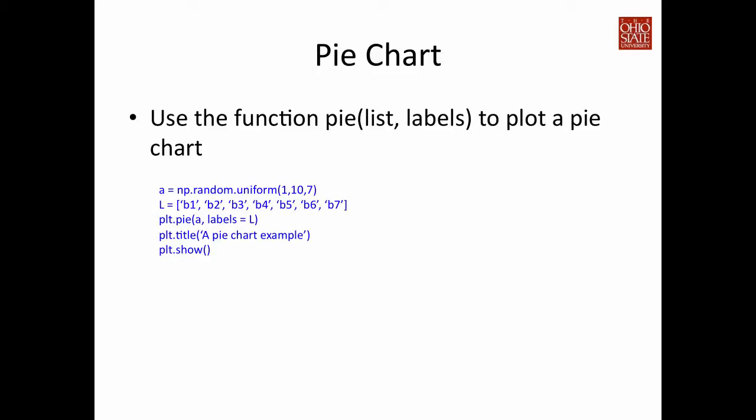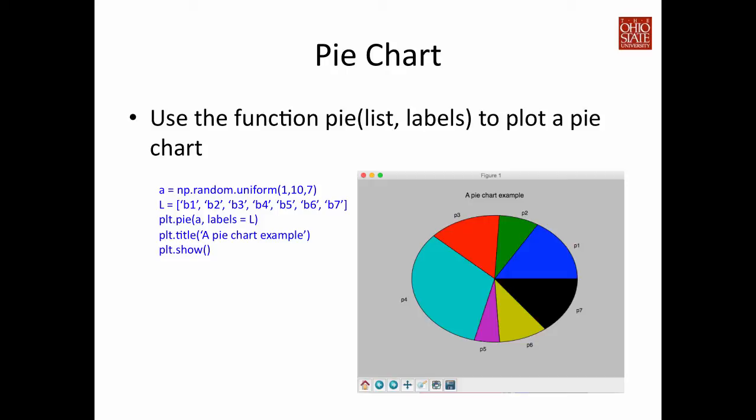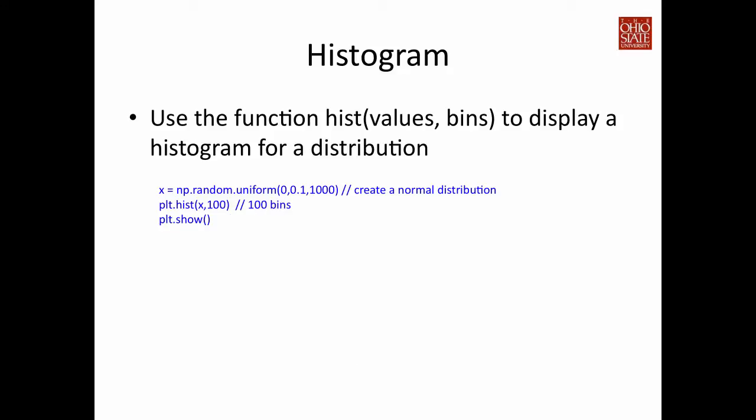Now, pie chart is another common method. In this example, I'm creating 7 random numbers ranged between 1 and 10. And each of the numbers, I have a label from B1 to B7. And I'm going to draw a pie chart by simply calling the method pie. And I'm adding a title, a pie chart example. And this is the result you have. Notice that the label is a list L, and I give the L list to the method pie, indicating this is for label.